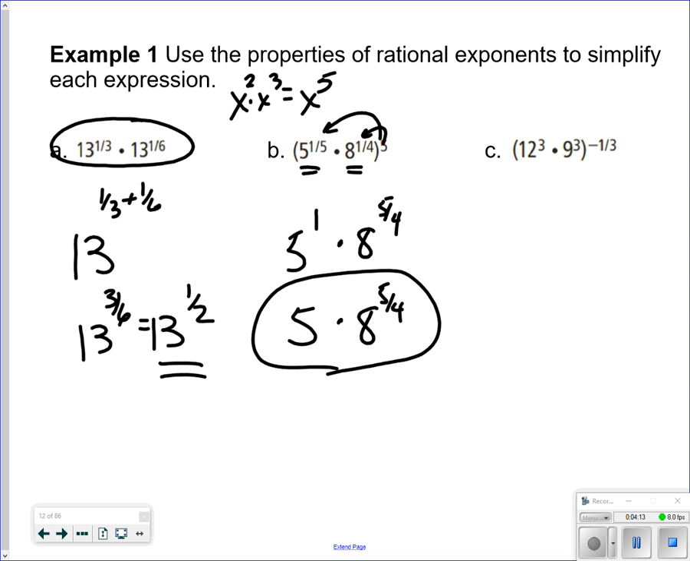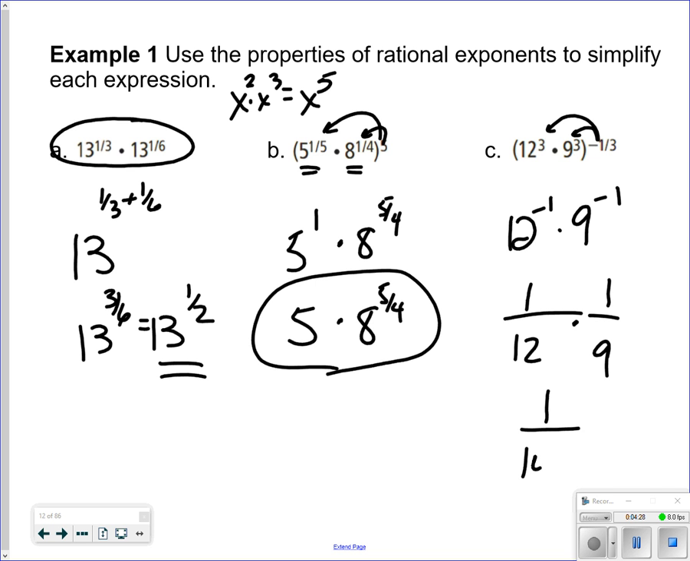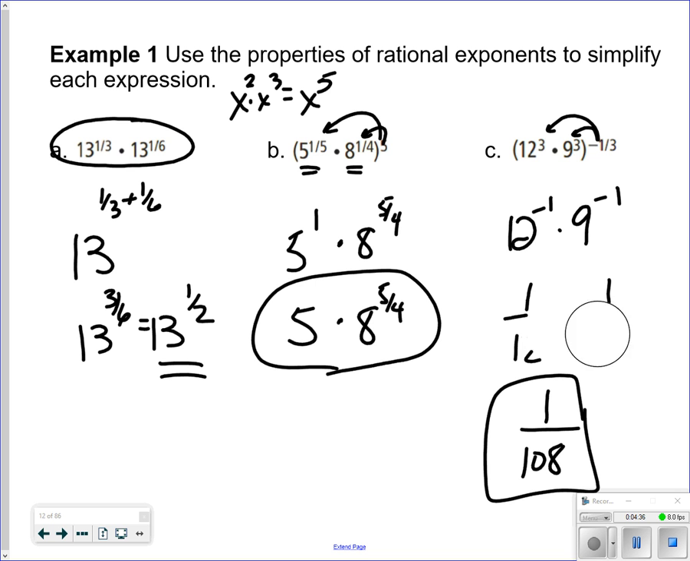So I'd have, if I took both of these to the negative 1/3 power, I get 12 to the negative first and 9 to the negative first. Well, that's 1 over 12 times 1 over 9, and ultimately I can multiply those two together because they're both just to the first power. So anytime you have a negative power, it means reciprocal of. So 12 to the negative first power would be 1 over 12, and 9 to the negative first power would be 1 over 9.